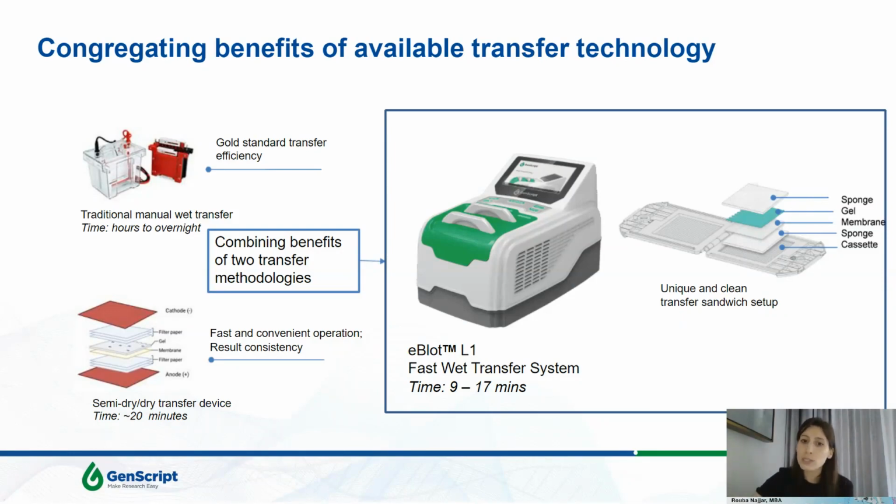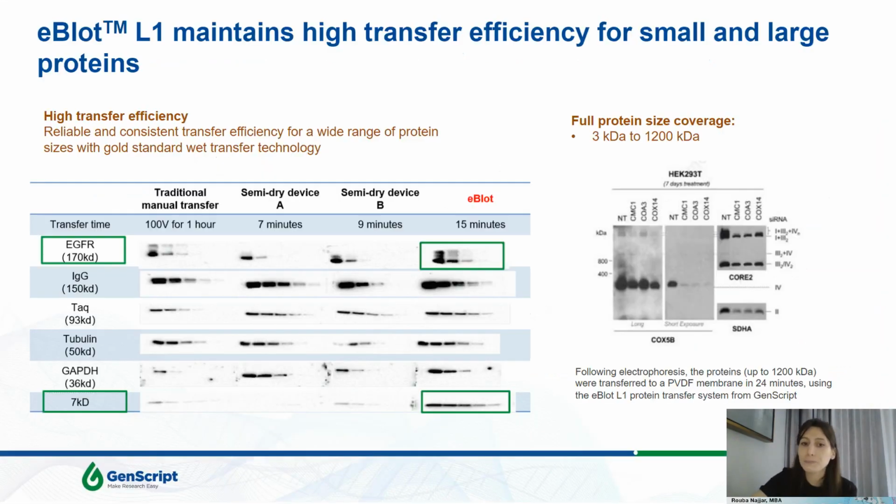We take the gold standard, that is the wet transfer, and we automated it. Another really great factor is that we have a method to do the sandwich, which is what you're seeing on the right-hand side. It's a very clean and very unique transfer sandwich. You can see it has the sponge, the gel, and the membrane in the middle. Then you close up the cassette and load it into the e-blot. It's, of course, very quick to use. This consumable kit is all inclusive.